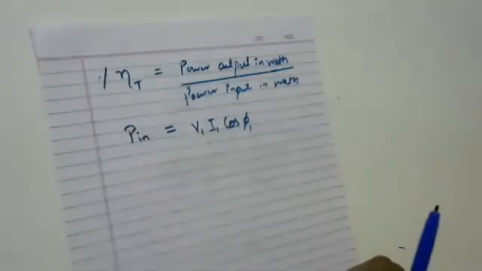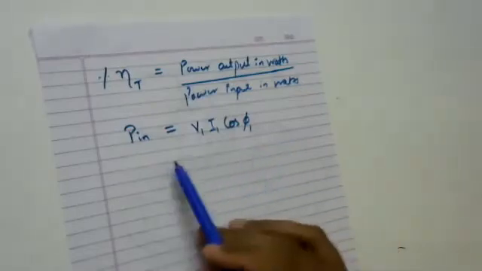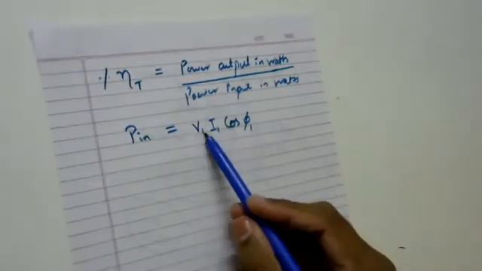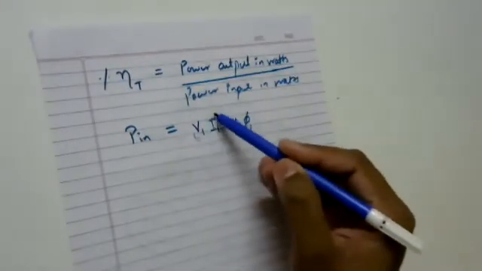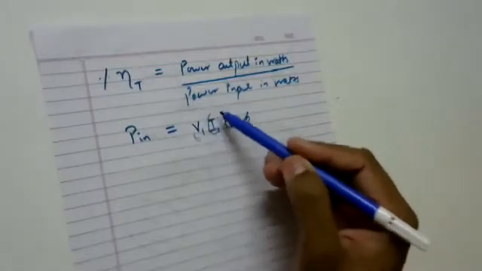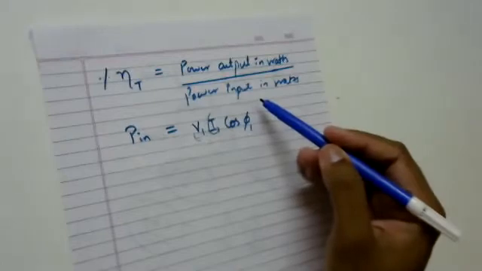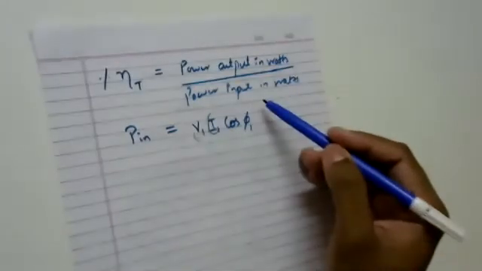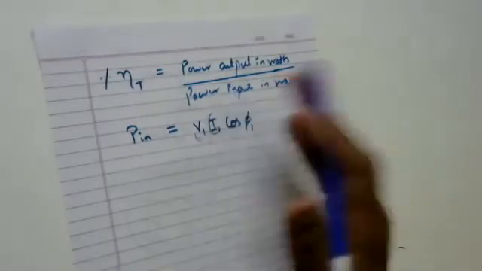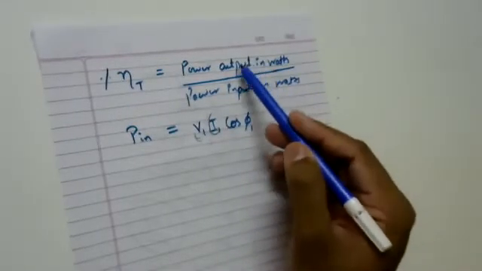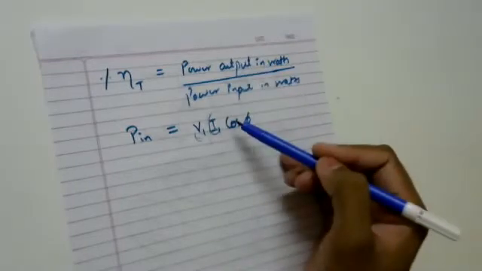Once I have an equation for the input power, I can define what V1, I1, and cos phi1 are. V1 is the applied voltage, I1 is the current flowing through the primary winding, and cos phi1 is the power factor of the primary circuit. Now I'll define the output in terms of known parameters.